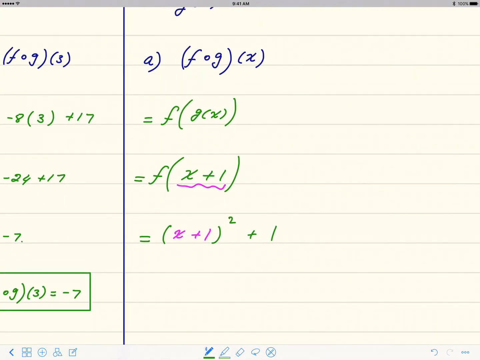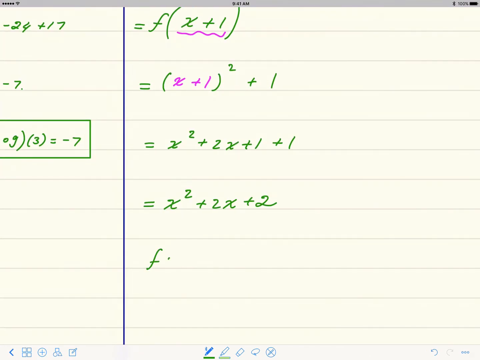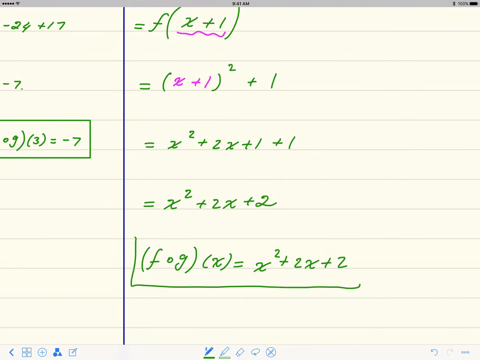So if I simplify this, I have x squared plus 2x plus 1 plus 1, which gives us x squared plus 2x plus 2. So this is the answer: f circle g of x equals x squared plus 2x plus 2. So that's the result of the composite function f circle g of x.